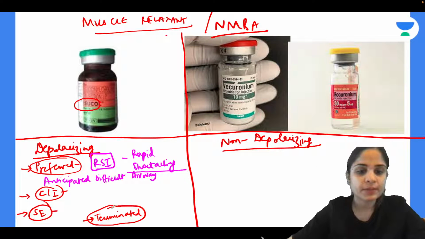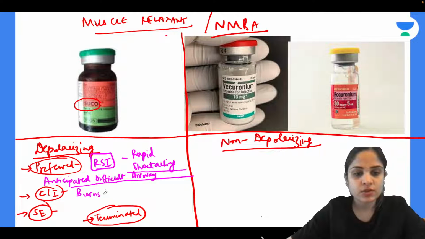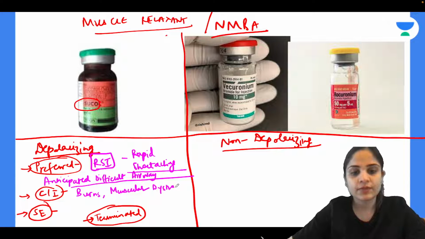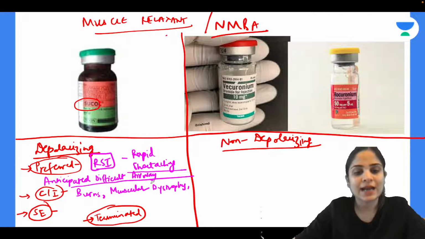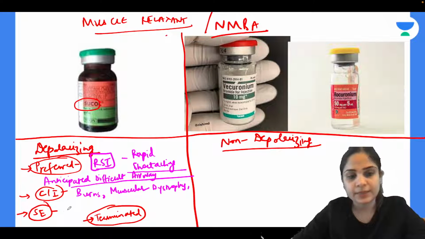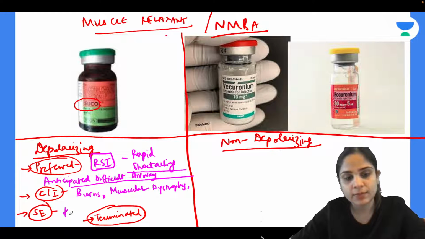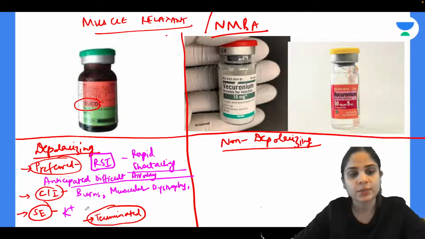Okay, so remember, scoline is contraindicated in burns. It is contraindicated in any muscular dystrophy, like Duchenne muscular dystrophy, Becker's muscular dystrophy, and it is contraindicated if the patient has hyperkalemia. The serum electrolyte abnormality that I was talking about is that you should check the potassium levels before giving scoline to the patient.